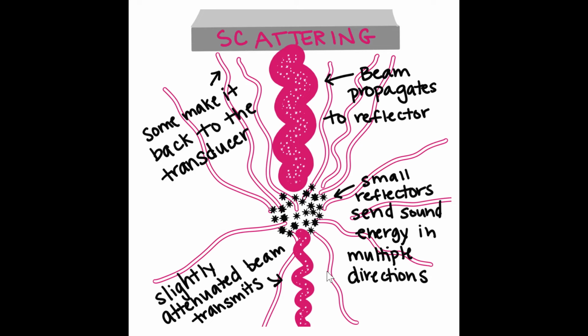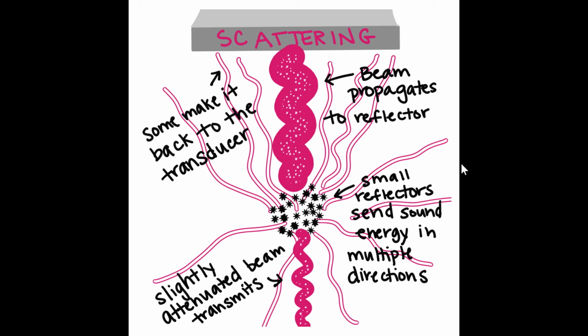So in the setting of scattering, the transducer again will send an ultrasound beam into the body. It propagates through, and as it interacts with very small reflectors, the sound is going to bounce off of them and get sent in multiple directions. So a little bit of energy gets pulled away from that main beam. Now, some of those reflections are going to end up back up at the transducer, and that's how we're going to get pictures of our organs.